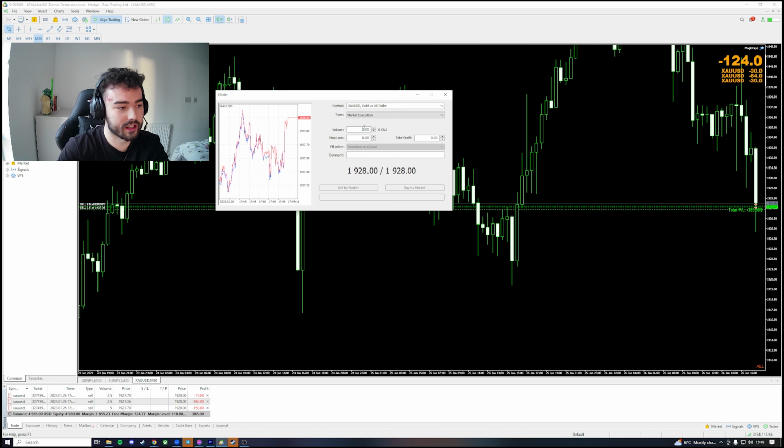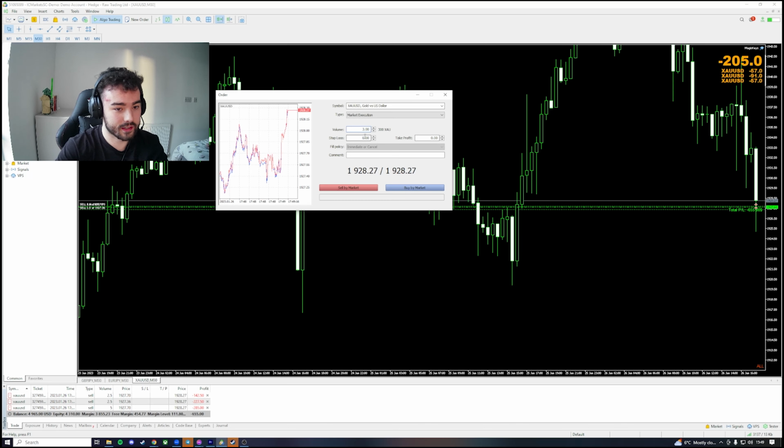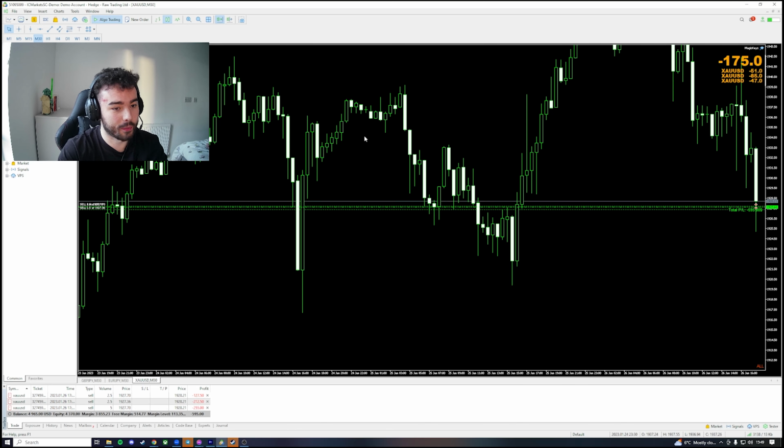So I'm getting towards the maximum you can do. But as you can see, I think that actually might be the maximum. Let's take a look. So look, can you see gold pulling up? Look how much drawdown I'm in.